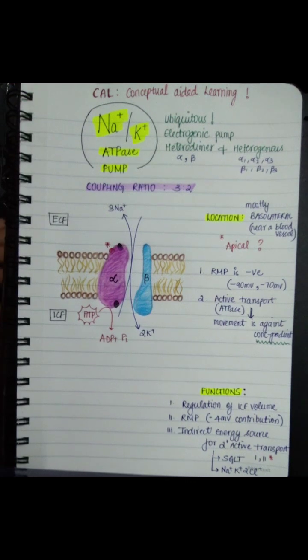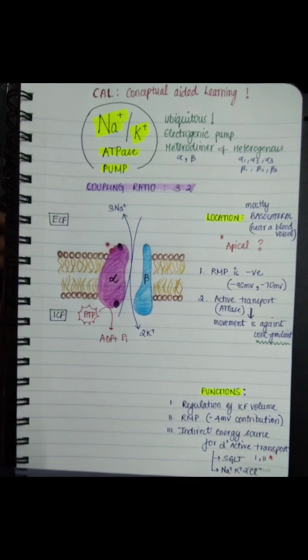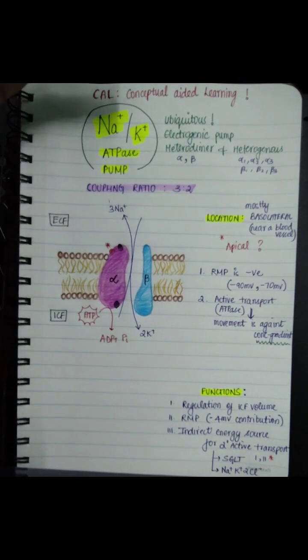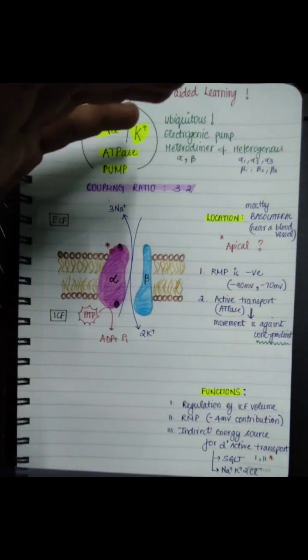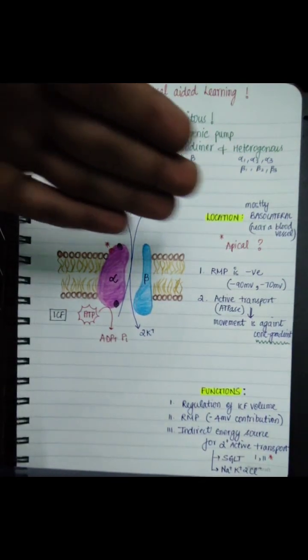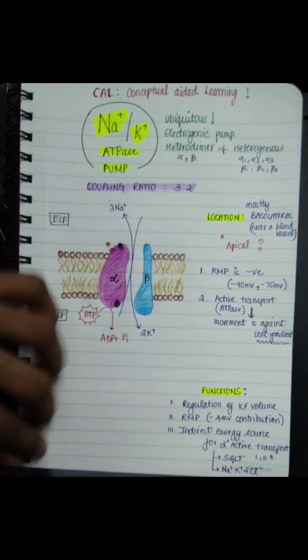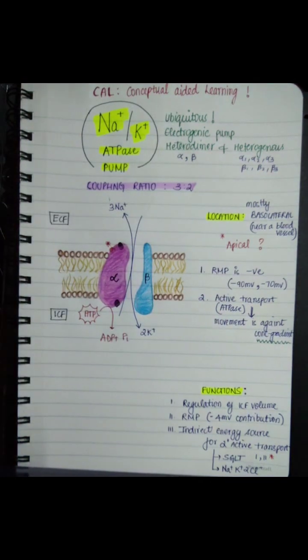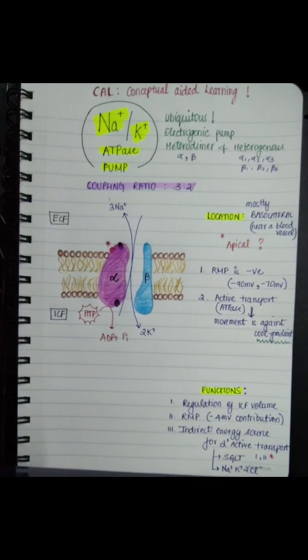This is the main theme of this session, that is the coupling ratio. What is the coupling ratio and why is it 3:2? If you see the location of the sodium potassium ATPase pump, it is mostly, 95% plus, basolateral, that is, present near a blood vessel. This will be understood in the upcoming few minutes, and there are some places where it is found in apical regions also. If you know, comment in the comment section.